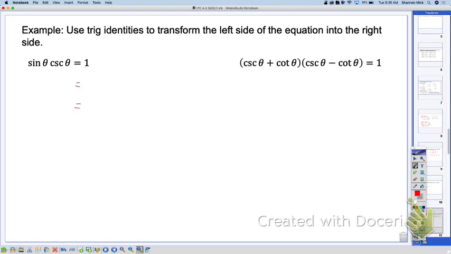When I want something to be 1, I want the same thing divided by the same thing, correct? Like dog divided by dog, that equals what? 1. 7 divided by 7 equals 1. Negative 28 divided by negative 28 is 1. So I need to get the same thing. So do you want to change the sine into cosecant or the cosecant into sine? Cosecant into sine. Okay, so what is cosecant in terms of sine? 1 over sine. So you have to write yourself sine times 1 over sine.